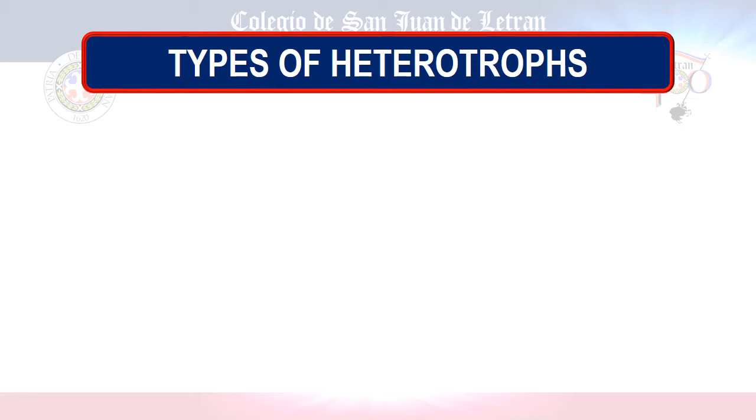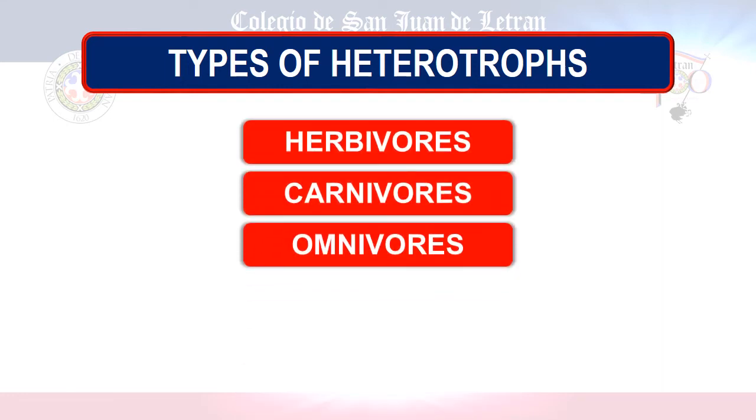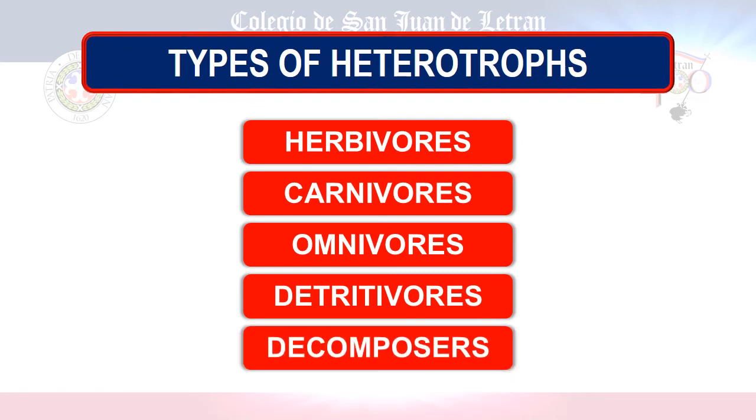We have types of heterotrophs. We have herbivores, carnivores, omnivores, detritivores, and lastly, we have decomposers.